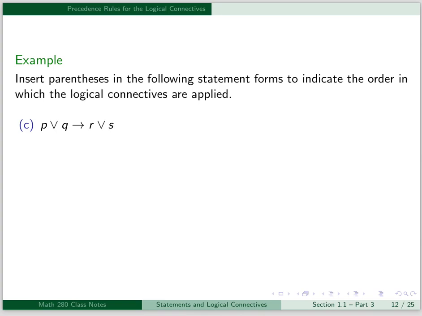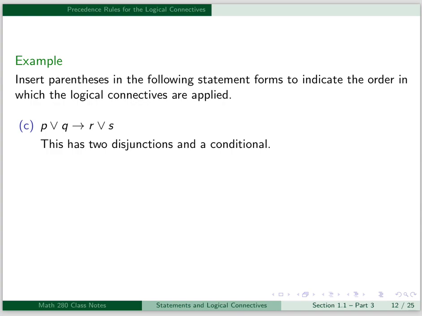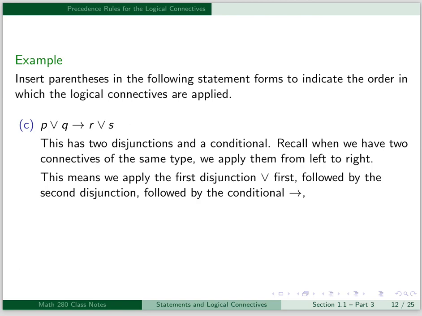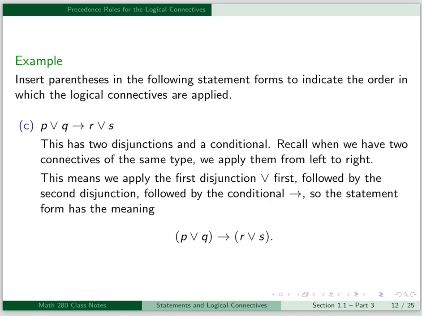And next we have P or Q implies R or S. This has two disjunctions and a conditional. Recall that when we have two connectives of the same type, we apply them from left to right. This means we apply the first disjunction first, followed by the second disjunction, followed by the conditional. So the statement form has the meaning (P or Q) implies (R or S).